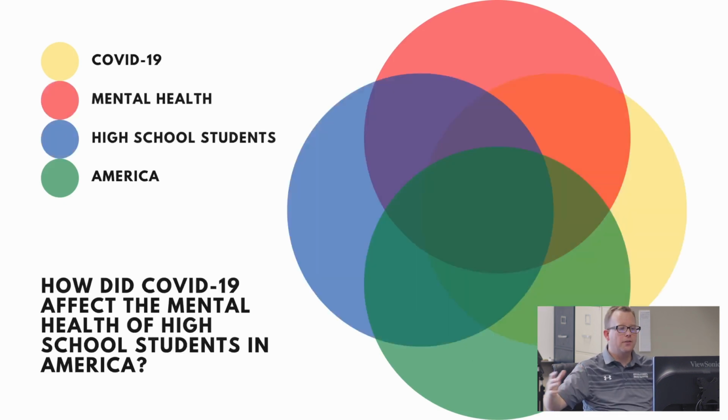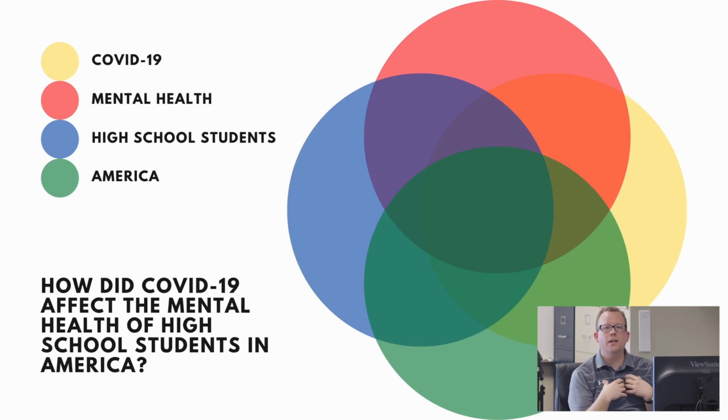Now, when you put it all together, obviously, you've got COVID-19, you've got mental health, you've got high school students, you've got America, and we're hoping to draw on all this information that we might be able to collect to answer our question sitting in the middle: how did COVID-19 affect the mental health of high school students in America? That's the ultimate question for our sample here. But to get to that, if you can't find that research, you might zoom out just a little bit and look at some of the other overarching circles that are relevant to our topic.